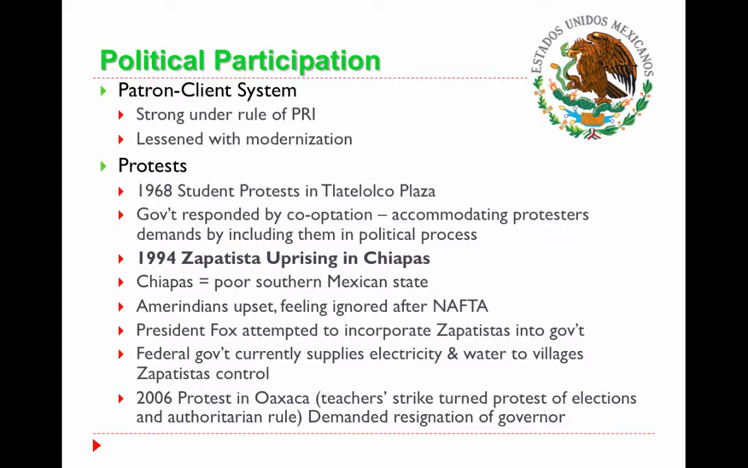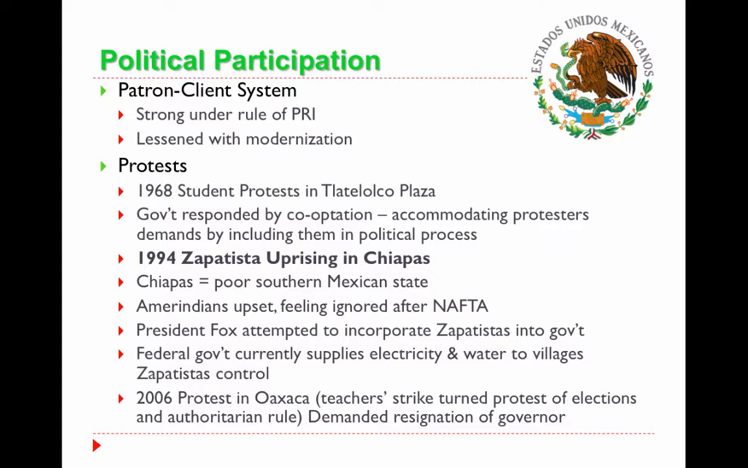They responded by co-optation, which means they began to include the protesters in the political process. The president at the time hired many students into his administration. They provided students with an advisory role for the government. So they really placated the students and met their demands by giving them that voice. So that was a really successful protest that happened.